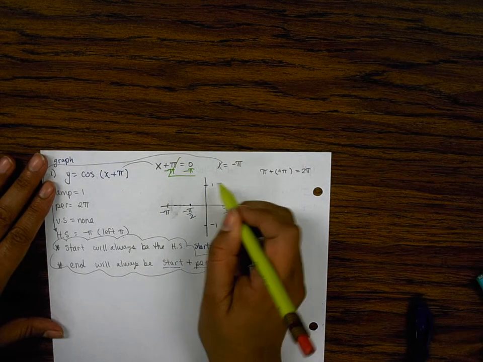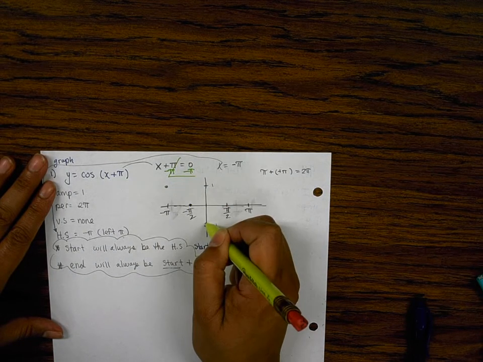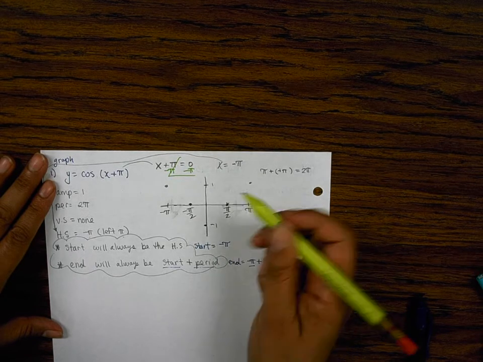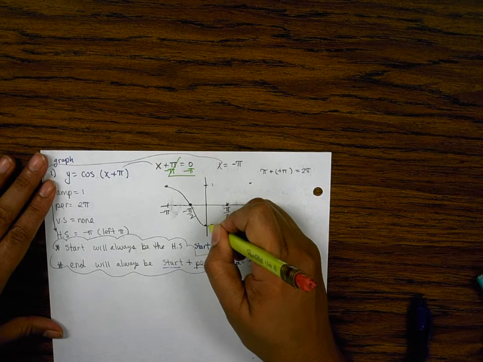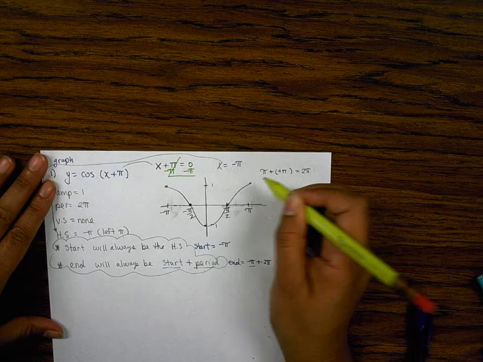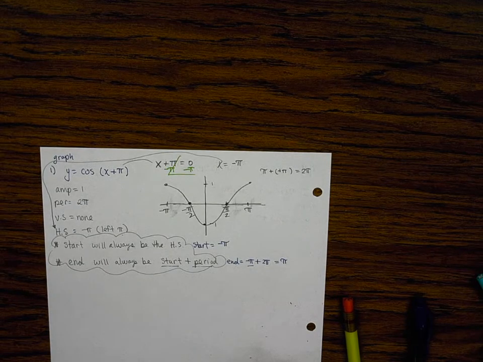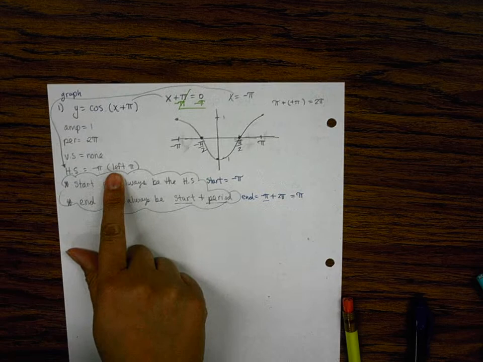So here is my start. It starts at the maximum, goes to a 0, minimum, 0, maximum. That's what cosine does. Half the hill, the valley, and half the hill. And there is our beautiful cosine graph with the translation left pi units.